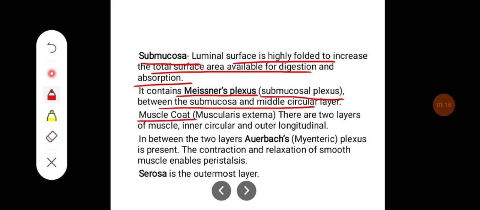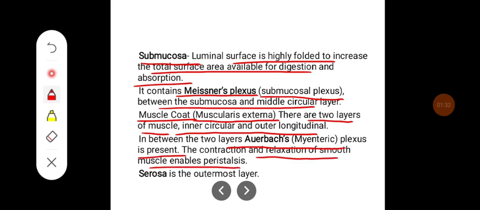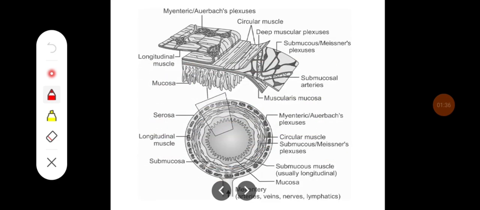Muscle coat, that is muscularis externa, there are two layers of muscle in this, inner circular and outer longitudinal. In between the two layers, Auerbach plexus or myenteric plexus is present. The contraction and relaxation of smooth muscle enables peristalsis. And serosa is the outermost layer of GI tract.